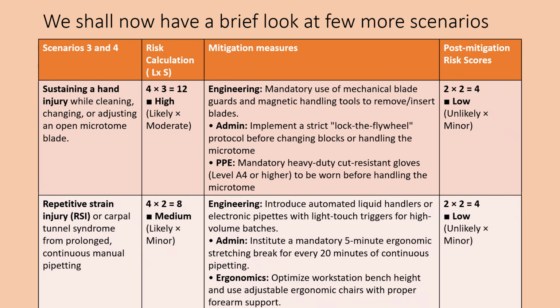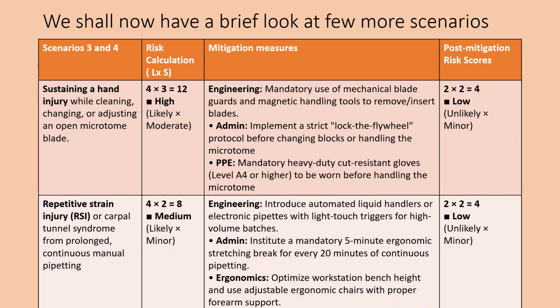The next scenario is repetitive strain injury or carpal tunnel syndrome from prolonged continuous manual pipetting. The risk calculation: 4 multiplied by 2 is equal to 8 and it falls in the medium zone. Mitigation measures. Engineering: introduce automated liquid handlers or electronic pipettes with light touch triggers for high volume batches. Administrative: institute a mandatory 5-minute ergonomic stretching break for every 20 minutes of continuous pipetting.